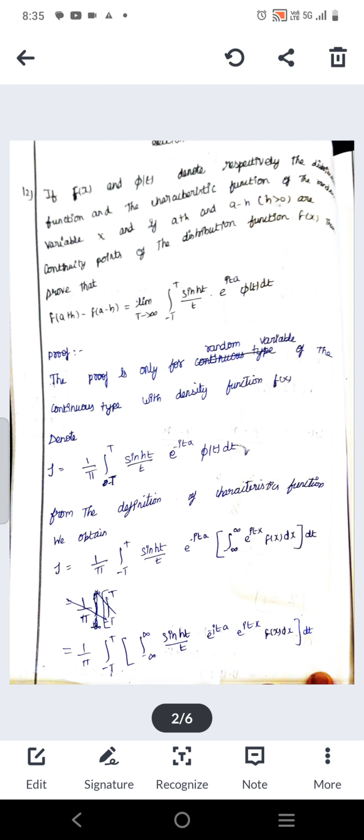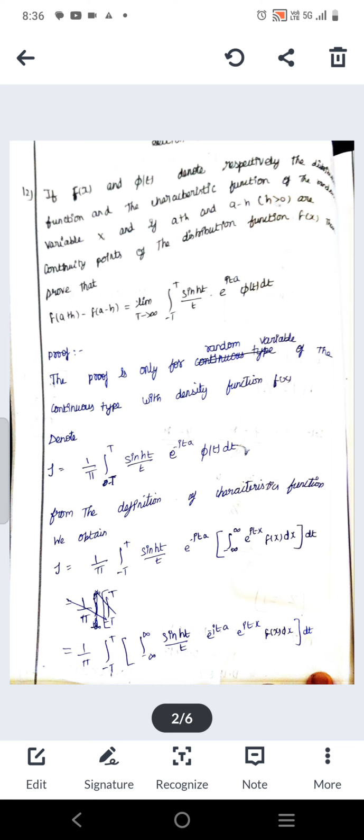Today the topic is: F of x and phi of x denote respectively the distribution function and the characteristic function of the random variable X. If a plus h and a minus h, with h greater than 0, are continuity points of the distribution function F of x, then we prove that F of a plus h minus F of a minus h is equal to the limit as T tends to infinity of the integral from minus T to plus T of sin(ht) by t, e power minus ita, phi of t dt.